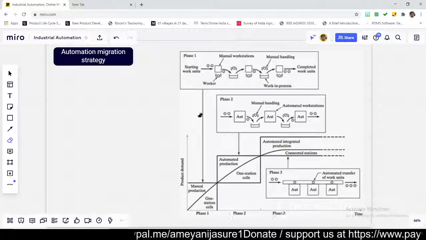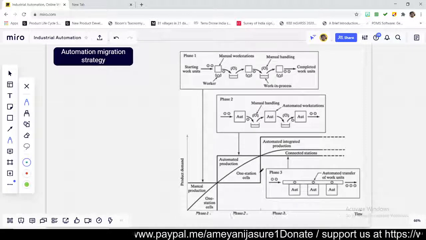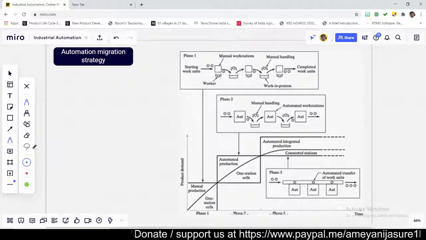And this diagram on your right hand side is basically the best way we can represent the automation migration strategy. As the name suggests, we are migrating from manual production or manual operation into the automatic system. And this transition from manual to automatic is not direct, because automated systems involve a lot of money as an initial investment. You always tend to change from manual to automation in various steps. And those steps can be represented in three phases.